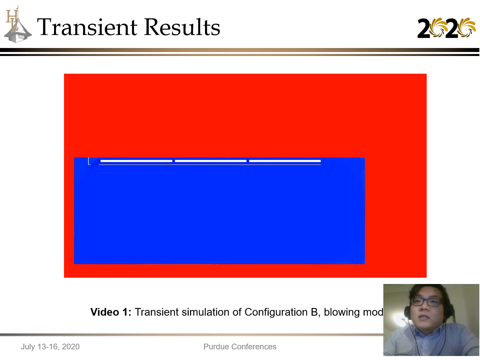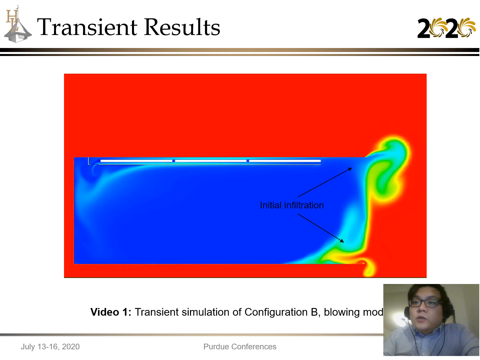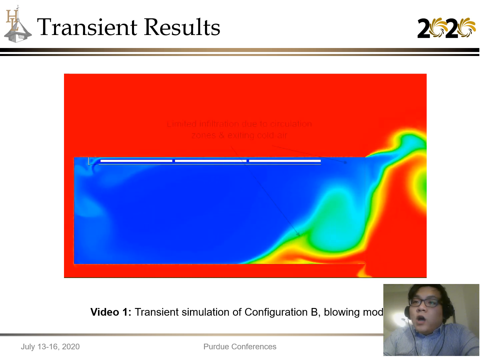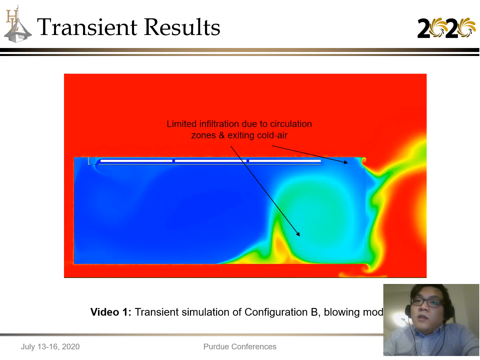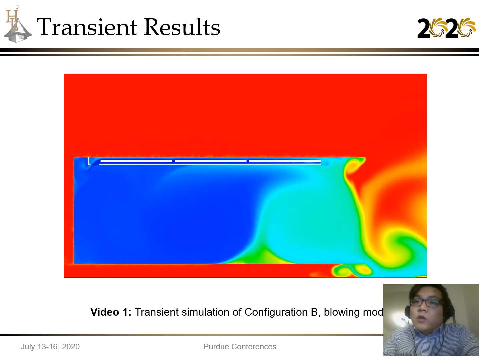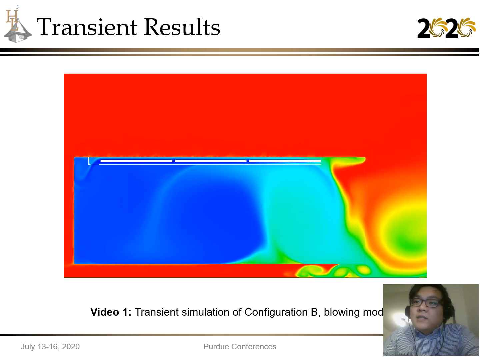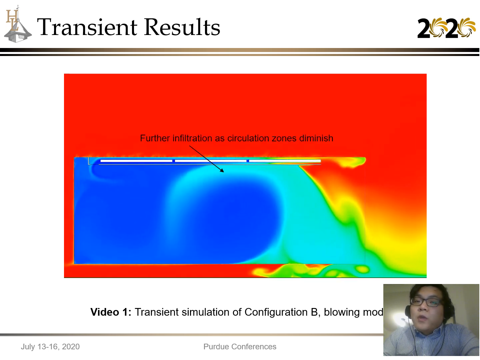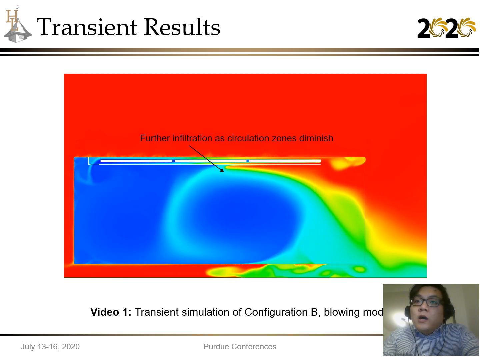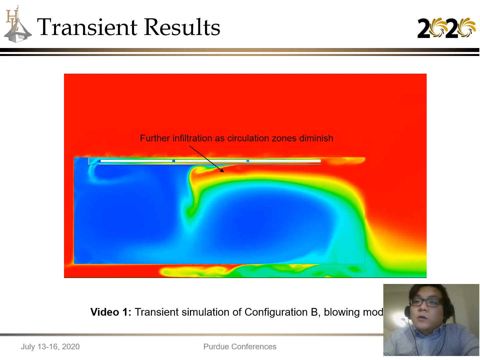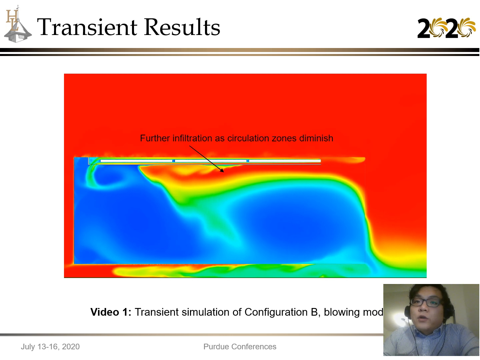These are the transient results. That's the simulation for the configuration B blowing mode. As the door opens, you see an initial infiltration that occurs on the top and the bottom of the trailer. Then that infiltration gets limited due to the circulation zone inside the trailer, as well as the exiting cold high velocity air. Then further infiltration occurs as the circulation zones inside the trailer diminish over time.